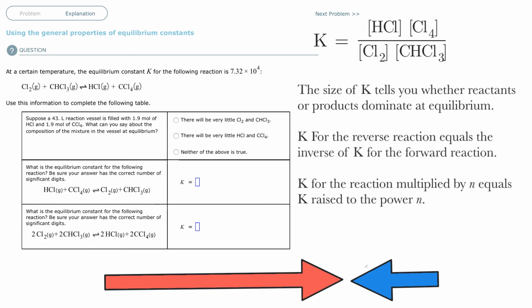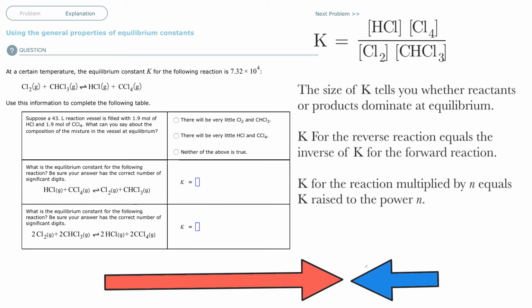So look what's happened in the third question. They've taken the original equation, Cl2, CH3Cl, it's all here, but they doubled everything. They made a 2, a 2, a 2, a 2. Suddenly now I've got to square all of these. So I have it written here, K for the reaction multiplied by N, so if I'm multiplying everything by 2, is the K raised to the power of N.